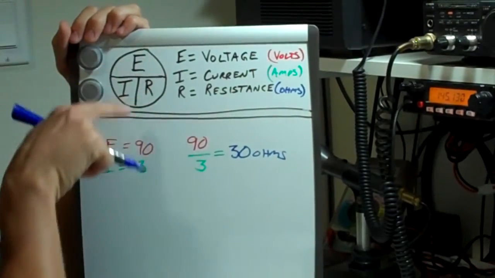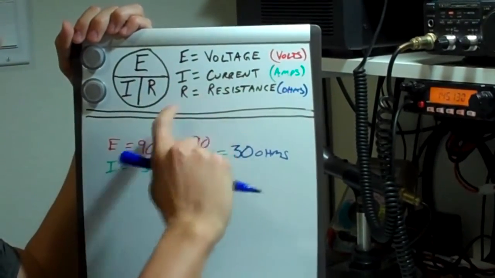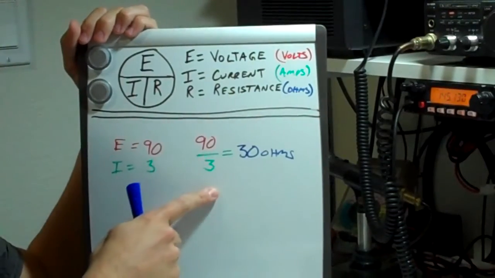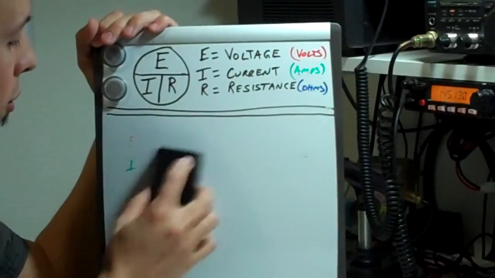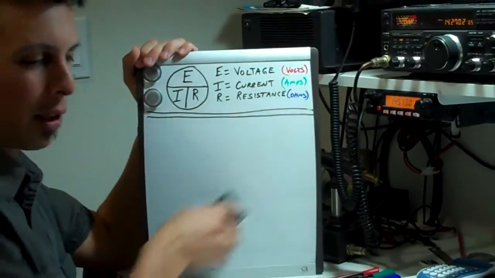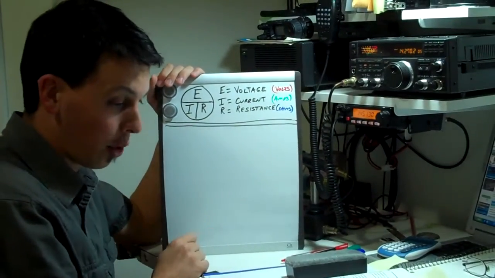So if you can learn this little circle, you've got your voltage, current, and resistance, then whatever they throw at you, you can make it work. All right, let's try another one. They are randomly selected, but let's try another one.